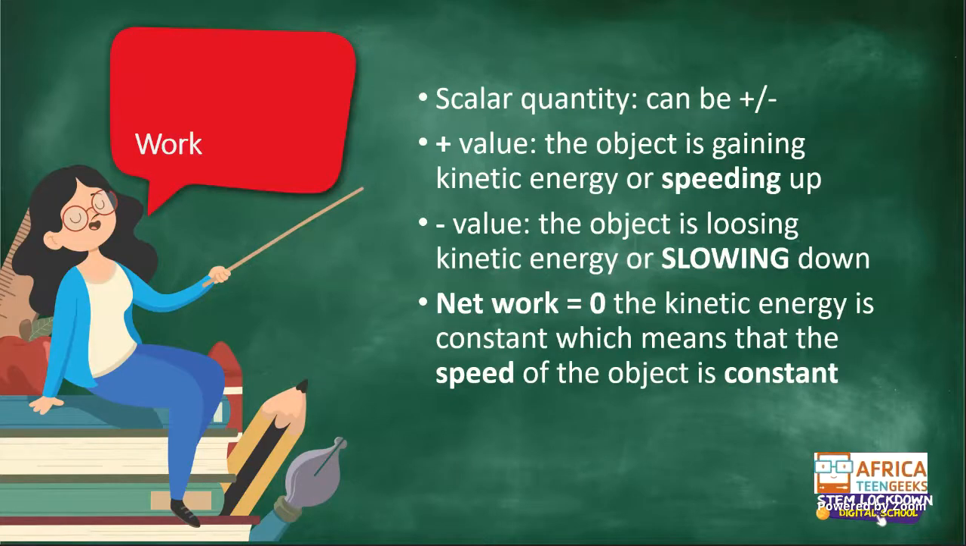If work is equal to 0, it just means that there is no change in your kinetic energy, which means that your object is moving at a constant speed. So it's not slowing down, it's not speeding up, it's just moving at the speed that it was moving originally. It's cruising.